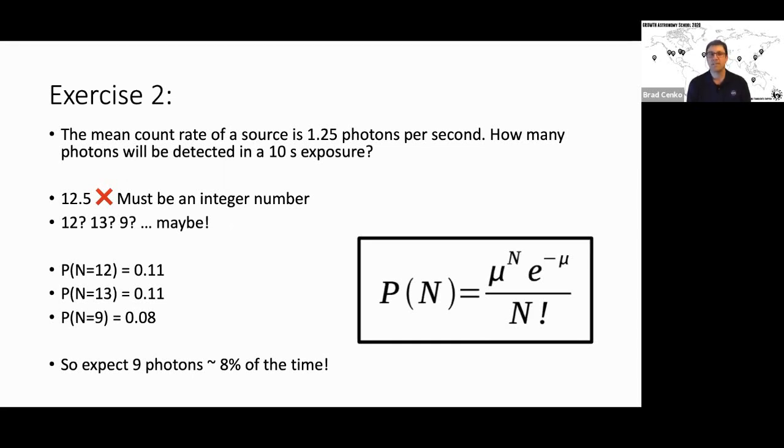The probability of seeing 9, you might have thought, oh, there's no way you're going to see 9, that's much less than 12.5. It's actually quite high. It's almost 8%. And so if you repeated this experiment 100 times, in 8 of them you should expect to see 9 photons. So again, this is the way you need to think about seeing these photons, seeing these observations, as probabilistic, and it's all guided by Poisson's equation.